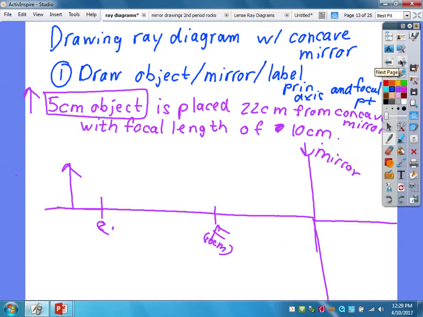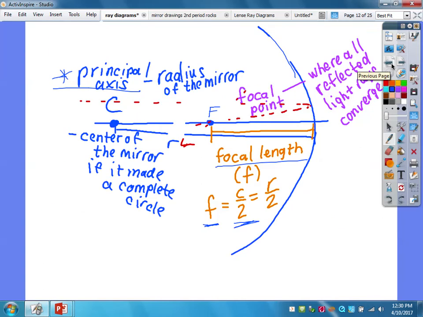A 5 centimeter object is placed 22 centimeters from the concave mirror with a focal length of 10 centimeters. They will give you all of these distances in terms of what's going on, and that's what we have to use. If I have the focal length, I have the principal axis length. If I have the principal axis length, I have the focal length. The focal length is half of the principal axis. That's what we need to know. So that is finally the rest of the terms we have here: principal axis, focal point, focal length.